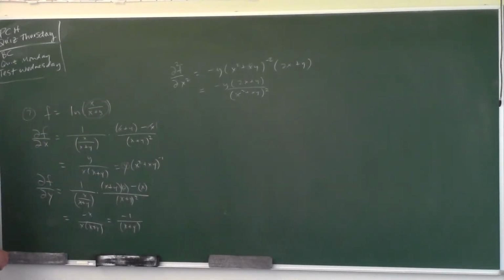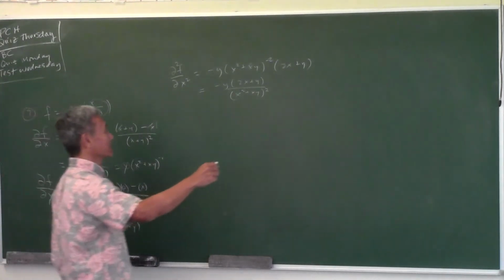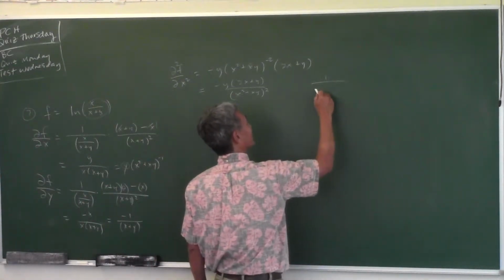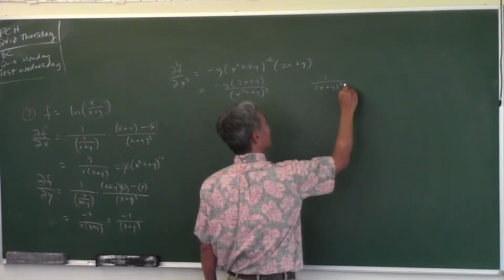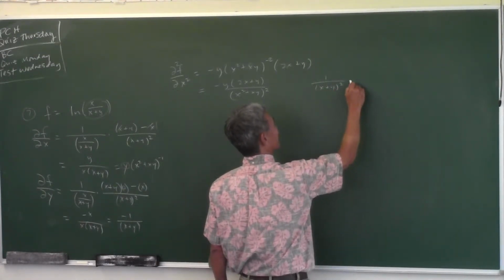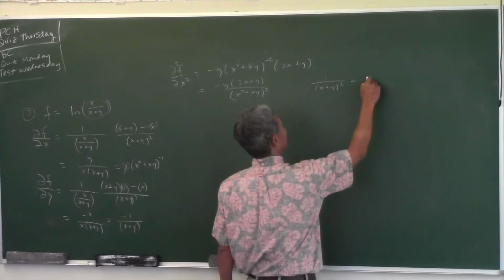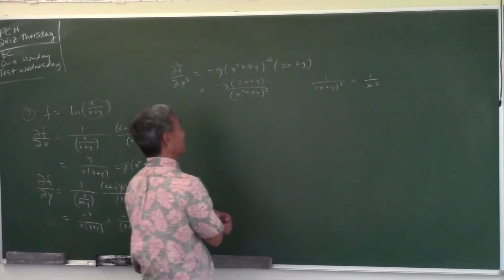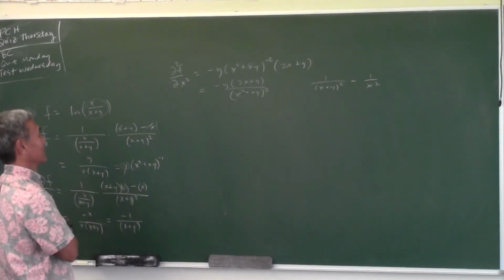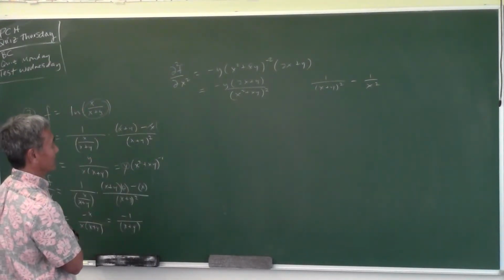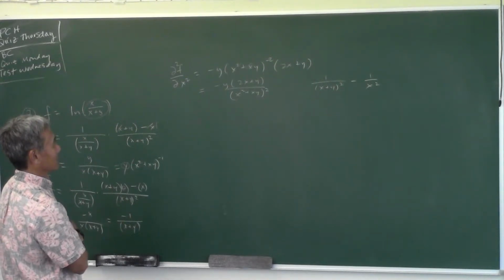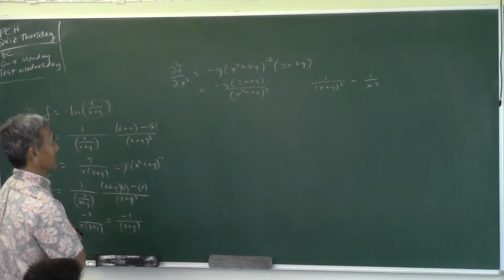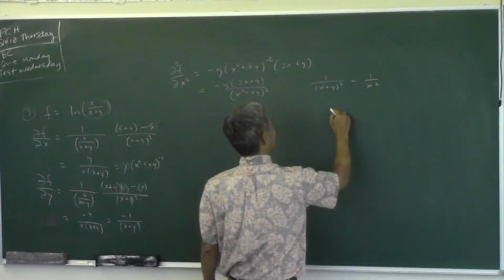How does the book write their answer? 1 over x plus y squared minus 1 over x squared. Say that again? 1 over x plus y quantity squared minus 1 over, well, in the denominator or minus like that? Yeah, minus 1 over x squared. Oh, they split it up into separate terms. Why would you do that? Oh, well, let's see what they did.